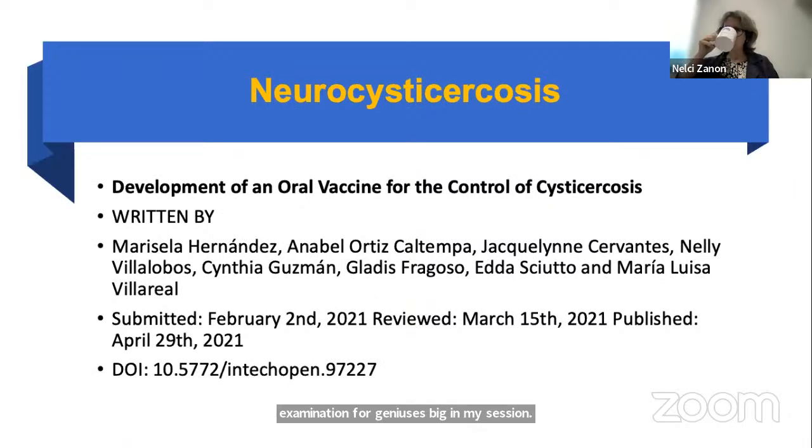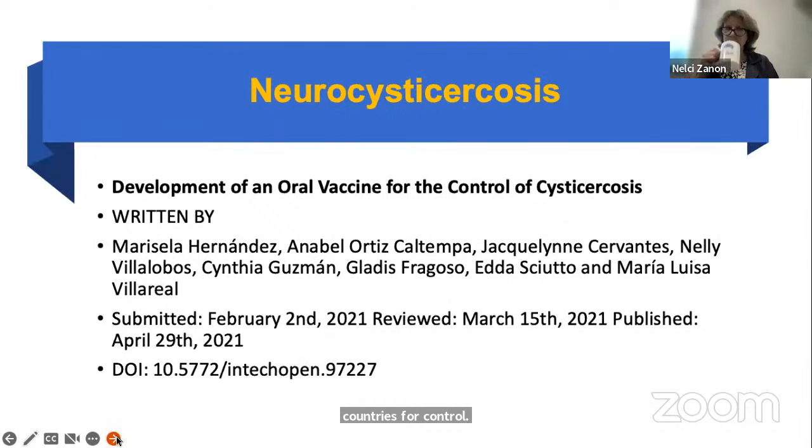In development, there are several oral vaccines in different countries for control of cysticercosis. Now we don't have the vaccines for children to contain the infection of cysticercosis.